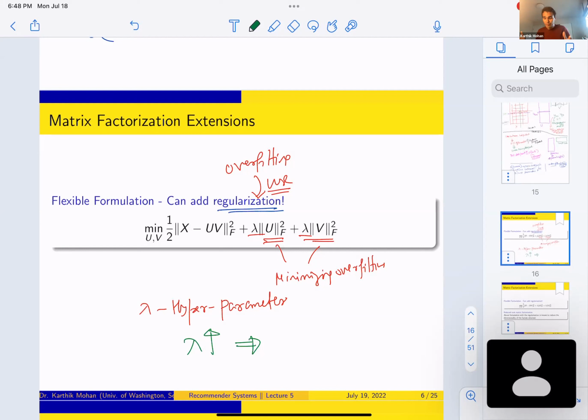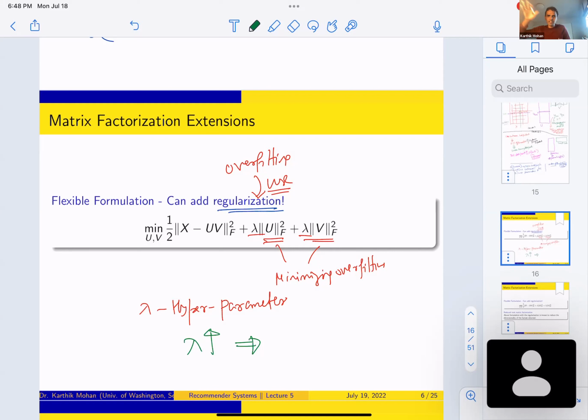If lambda is infinity and you want to minimize this objective, the only way you will stay sane is by setting U and V to 0, right? If you don't set it to 0, then it'll all bloat up. It'll go to infinity. So you have to keep it. So U and V being 0 is like the simplest possible model you can have. For everything you predict 0. So that means you are actually reducing overfitting as you increase lambda.